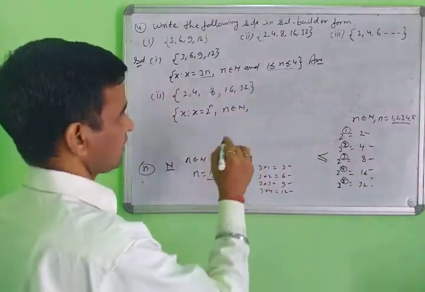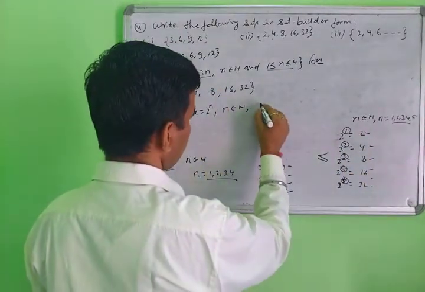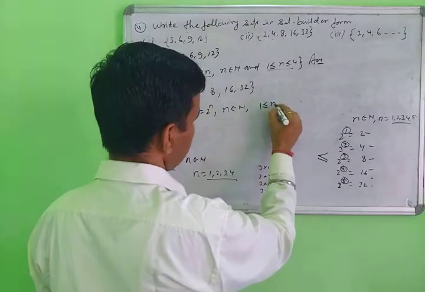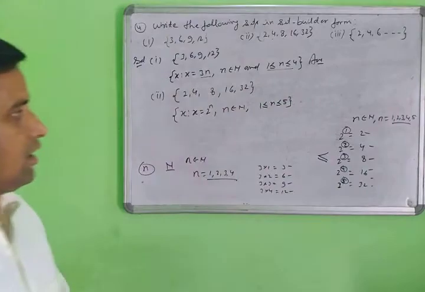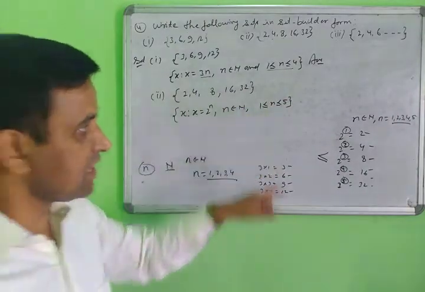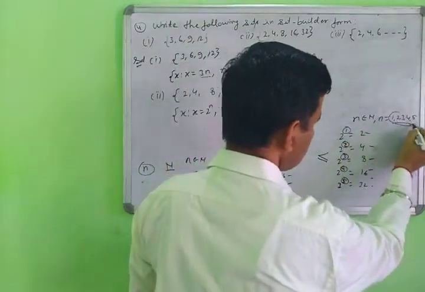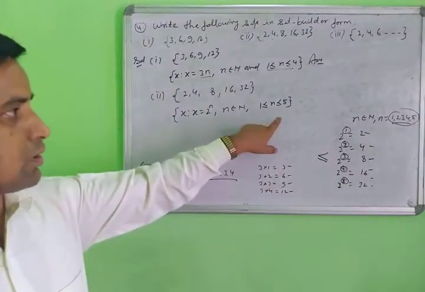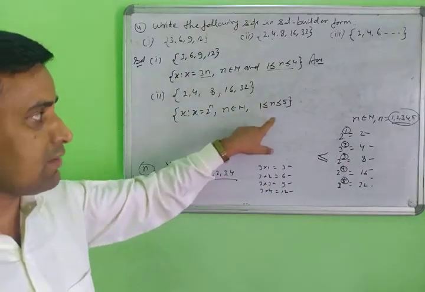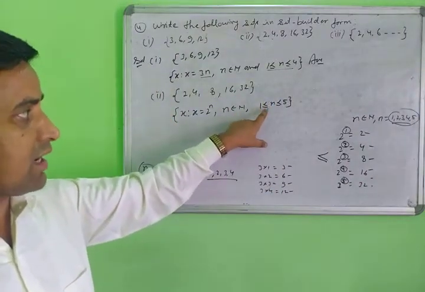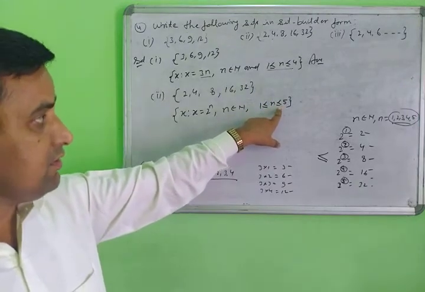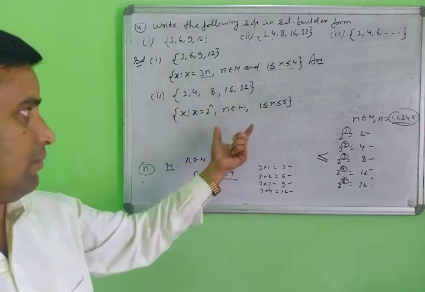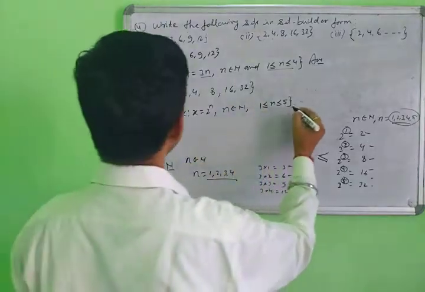Then you get the limit of n: 1 less than or equal to n less than or equal to 5. What is the limit of this n? 1, 2, 3, 4, 5. So how to write 1, 2, 3, 4, 5 in the limit form? 1 less than or equal to n less than or equal to 5. So you can write this form. This is your answer of the second part.